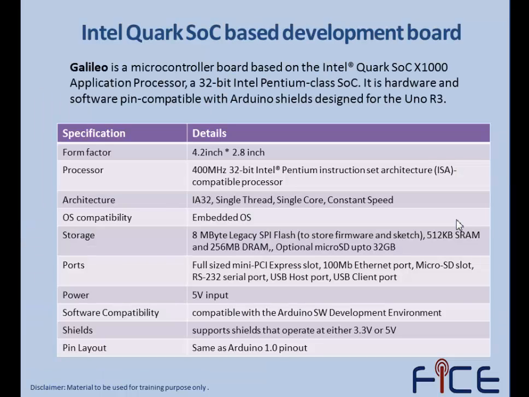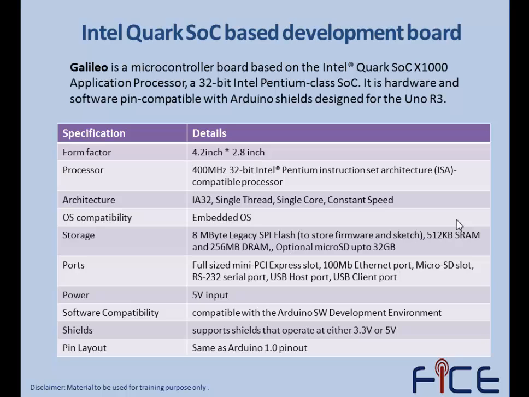So let me introduce the Intel Quark SoC based development board. Galileo is a microcontroller board which is based upon the Intel Quark SoC X1000 application processor. If you look at the specification of this Intel Galileo and Intel Quark in unison, the processor is a 400 MHz 32-bit Pentium instruction set architecture compatible processor. As far as the IA32 architecture is concerned, it is single threaded, single core and constant speed. It is compatible with all the embedded OS. It has a storage of 8 MB SPI flash. DRAM is approximately equal to 256 MB. 512 KB SRAM is there, and it supports a 32 GB memory card expansion through the micro SD interface.